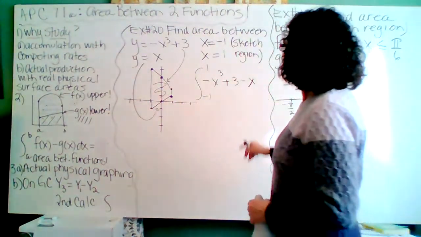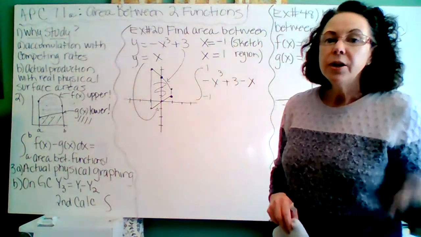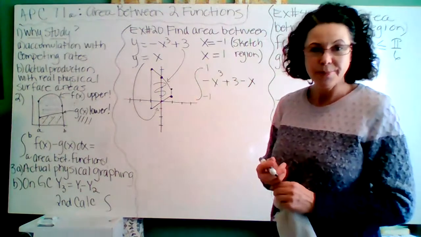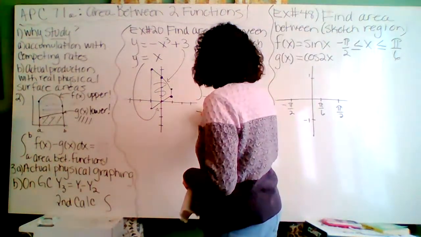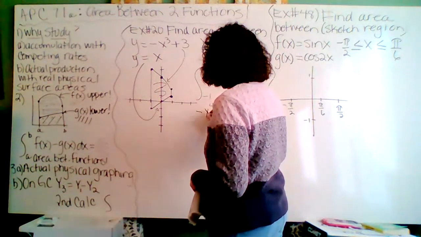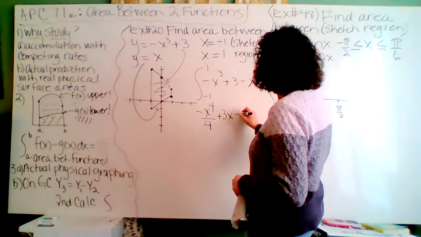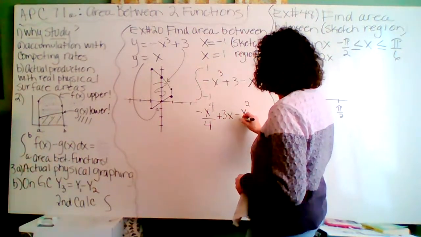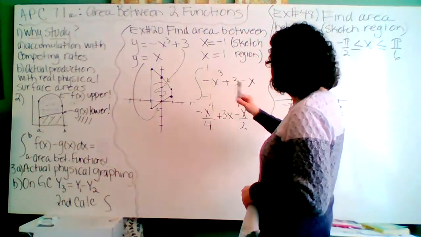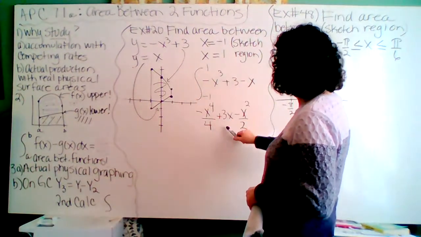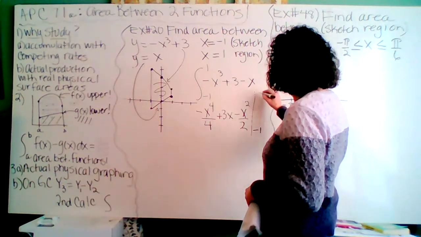Please note, if your second function that you're subtracting has more than one term, you have to subtract all the terms, right? Well, let's integrate this. So that's -x to the 4th over 4 plus 3x minus x squared over 2. Let me check that out. I added 1 to the exponent and divided by the new exponent, 3x. Okay, I think I'm okay. And that's from -1 to 1.